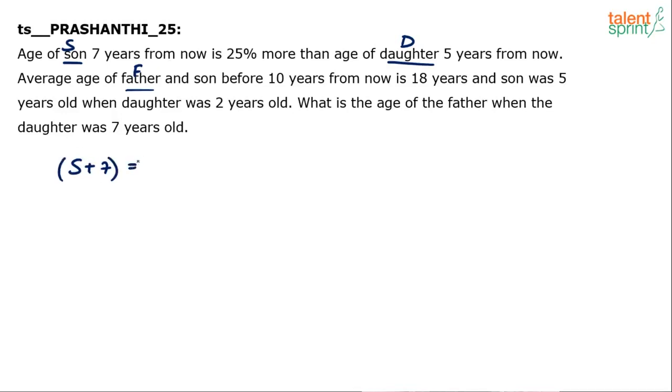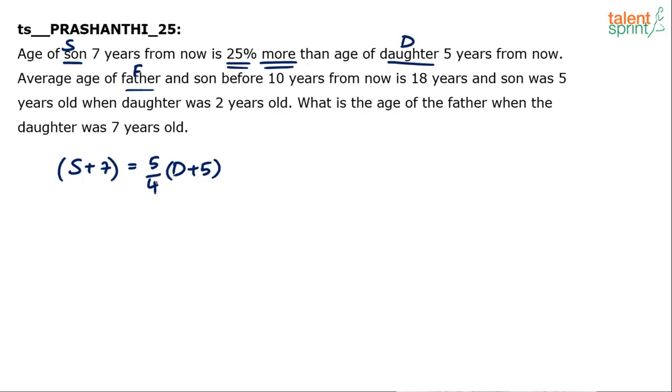So 7 years from now, the son's age is 25% more than the age of daughter 5 years from now. See, age of daughter 5 years from now will be D plus 5. If her current age is D, after 5 years, the age will become D plus 5. Now, son's age 7 years from now is 25% more. What do you mean by 25% more? It will be 5 by 4 times. See, 25% more actually means 100% plus 25%, which is 125%, and that 125% is 5 by 4.